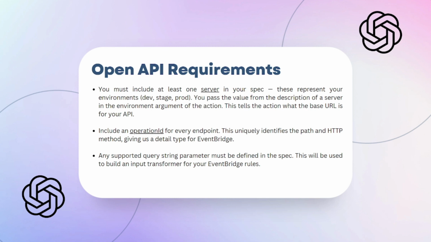Number two is include an operation ID for every endpoint. This uniquely identifies the path and HTTP method, giving us a detail type for EventBridge. Number three is any supported query string parameter must be defined in the spec. This will be used to build an input transformer for your EventBridge rules. Of course, the rest of your spec needs to be properly defined, like your path definitions and path parameters.